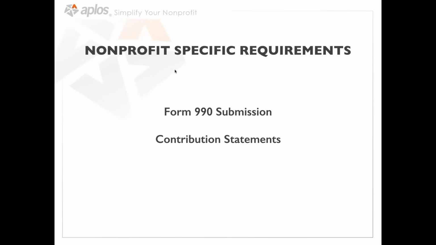So, nonprofit specific requirements. In addition to everything we've just talked about, let's say you have a fund accounting system, you've got your chart of accounts set up to track those funds, you've got some tags or extra things to track fundraisers and departments and all that kind of stuff. You've been entering transactions. You're able to pull the reports by fund that you need. What are some other nonprofit specific things that you need to check the box for in addition to all of that? Well, one is a Form 990 submission, and the second is being able to track donor statements and issue contribution statements at the end of the year or periodically, however often you want to do it.